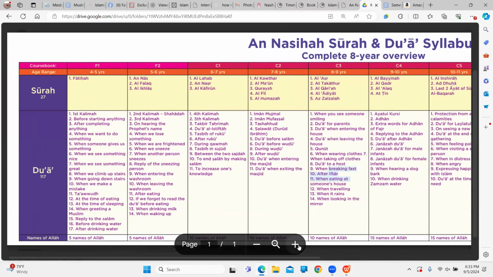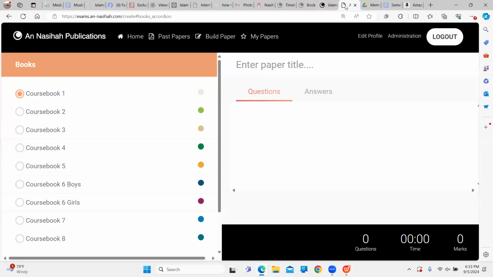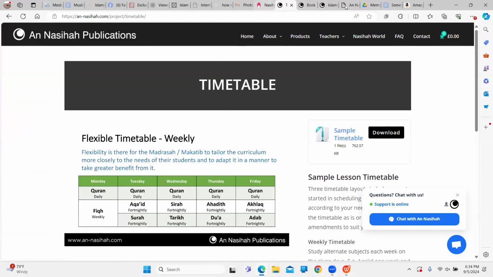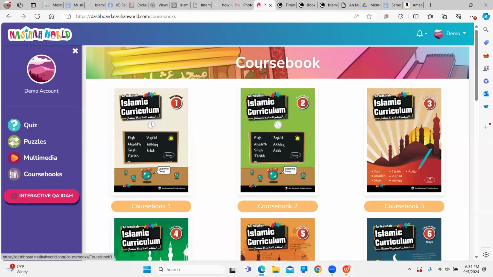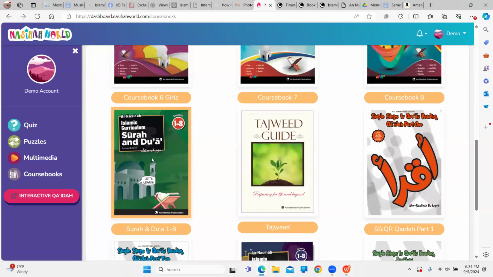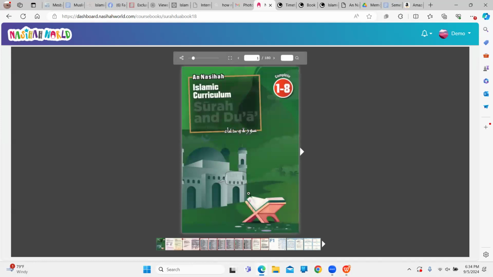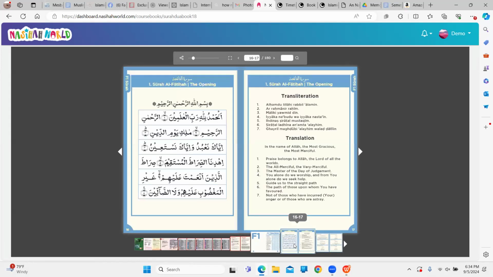So here, this is the memorization book. Let me show you the book also. They have a book called the memorization book. Oh, you have it there? Okay, I'm just going to show it to you again. So here is the book. Can you see the book?